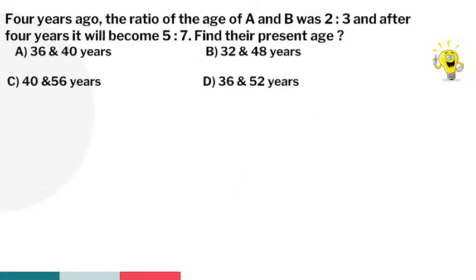4 years ago, the ratio of the ages of A and B was 2 is to 3. And after 4 years, it will become 5 is to 7. Find their present age. And the two persons' ages find out. What is the answer, guys? Which option is the right answer?